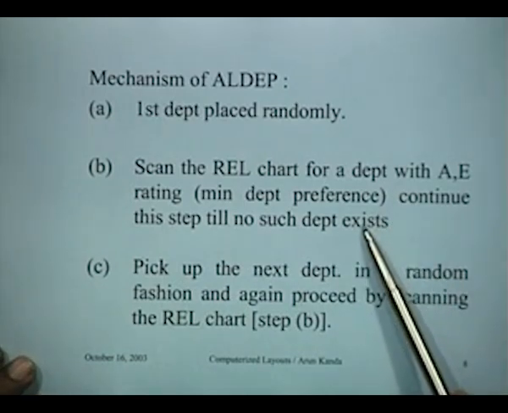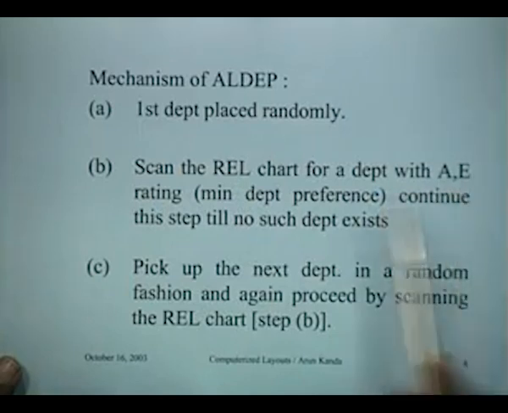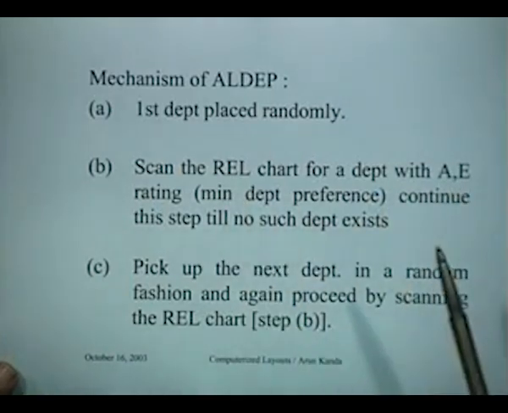So what happens really is that you place the first department at random, and then you pick up another department which has a closeness rating. It is like locating friends in a hostel: you locate the first person randomly, and then you pick up a second person who is very friendly with the first person and place him next, and then again put the next person who is very friendly. The friendliness here is determined by the ratings A or E on an REL chart.